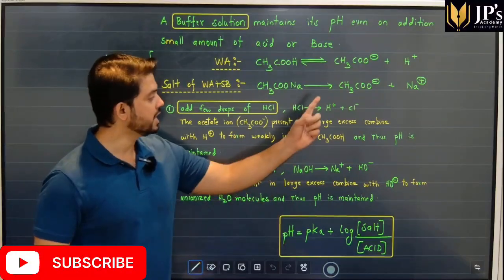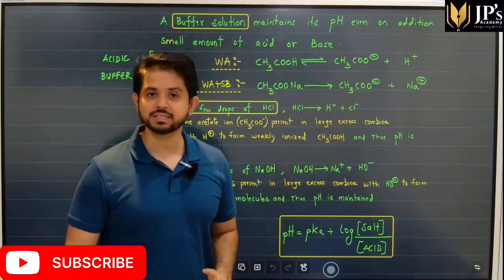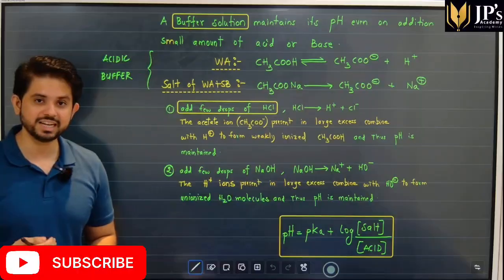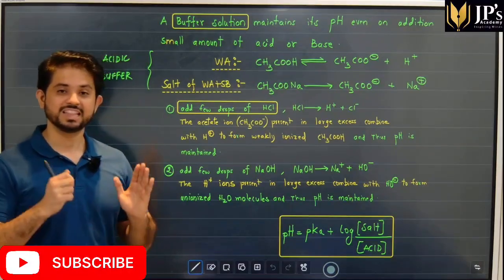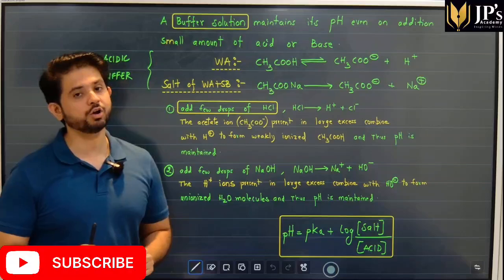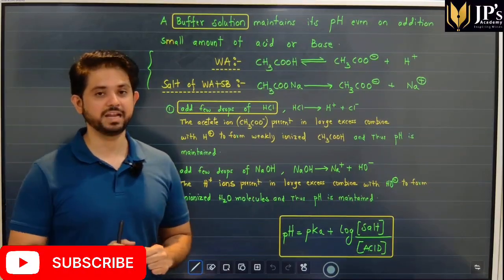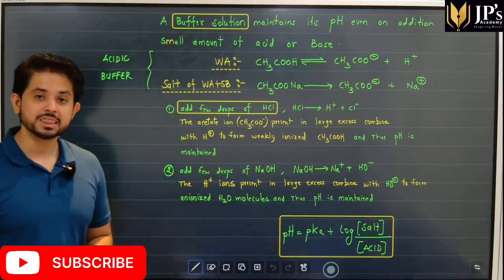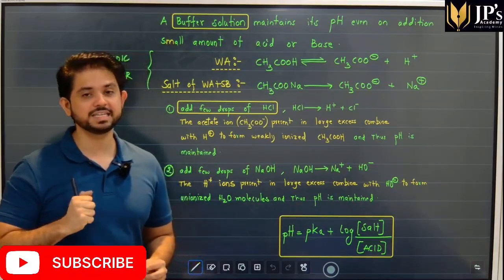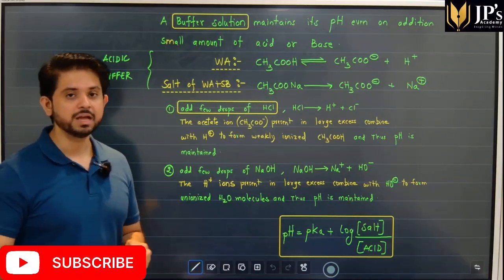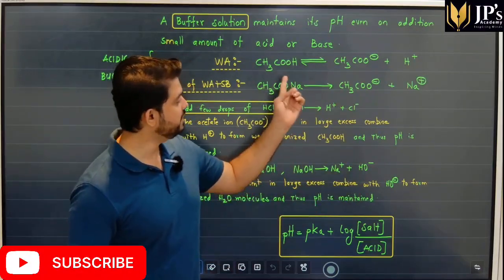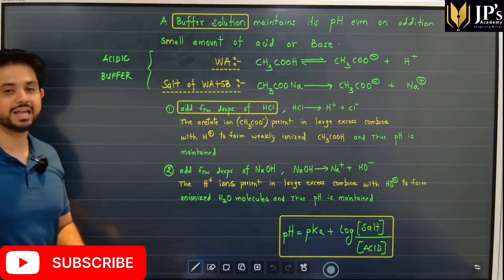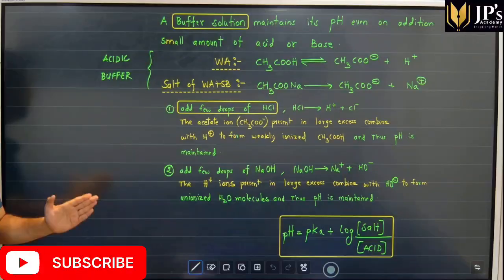However, what happens is the excess of acetate ions will quickly combine with H plus and will form more undissociated CH3COOH. This is how, even after adding few drops of HCl, the pH is still maintained. Now let's add few drops of base. If you add few drops of NaOH, the pH starts to increase because OH minus increases. This again disturbs the equilibrium. So what happens is, to stop this OH minus, we have H plus, which will combine with OH minus and form unionized water molecule, and the pH is maintained.